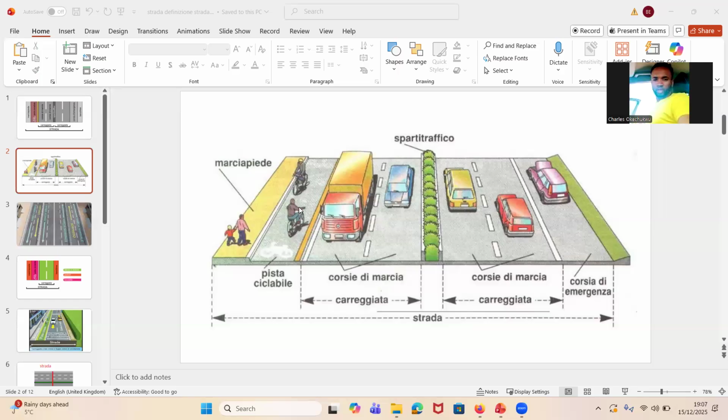Are you following me? Look here. That's what they call carreggiata. Carreggiata is inside the strada. Corsia di emergenza is inside the strada. So what have we found out? We found out that many things are inside the road, inside the strada. Is it clear now?